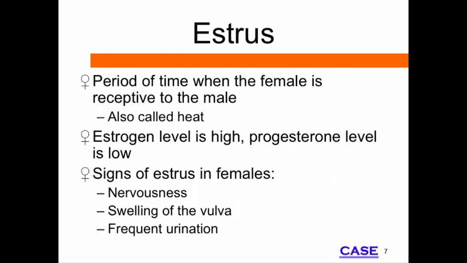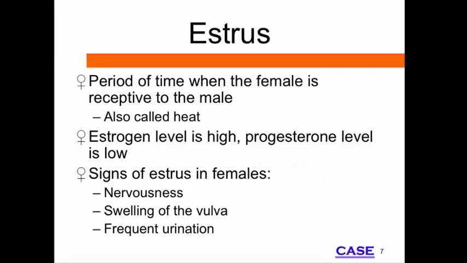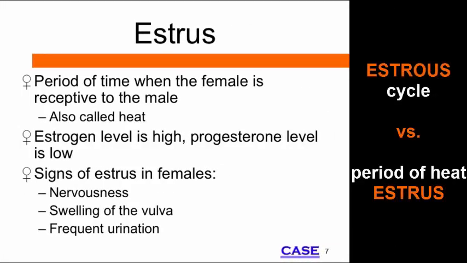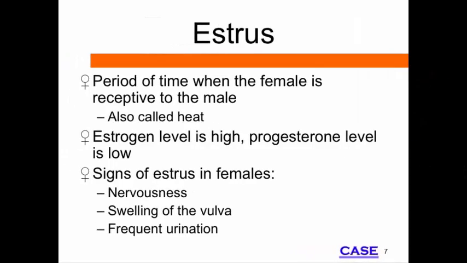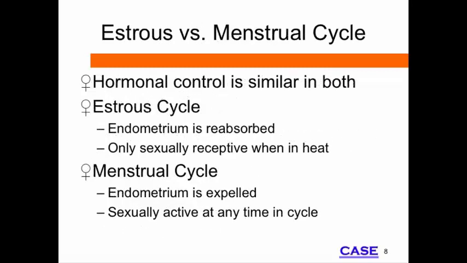Estrus is the period of time when the female is receptive to the male. Note the difference in spelling between the estrus cycle and the period of heat, estrus. There may be visible signs of estrus to assist producers in managing breeding and artificial insemination. The estrus cycle of most mammalian species differs from the menstrual cycle of humans and other primates.